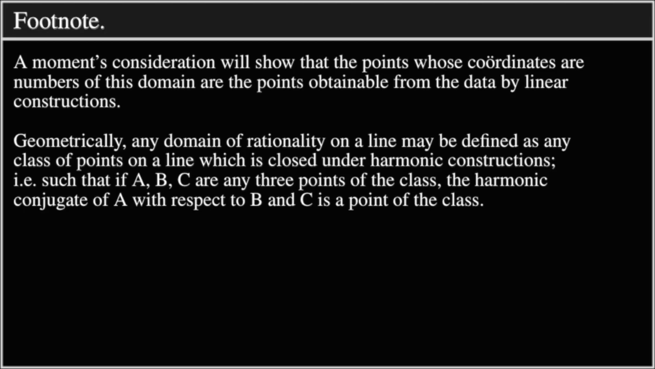Footnote: a moment's consideration will show that the points whose coordinates are numbers of this domain are points obtainable from the data by linear constructions. Geometrically, any domain of rationality on a line may be defined as any class of points on a line which is closed under harmonic constructions, i.e. such that if A, B, C are any three points of this class, the harmonic conjugate of A with respect to B and C is a point of the class.